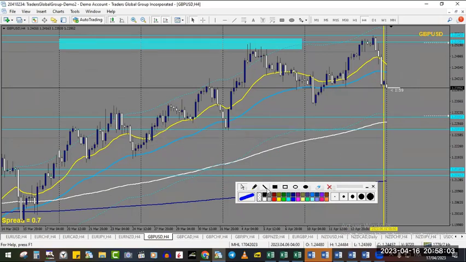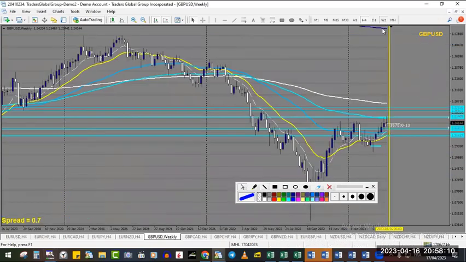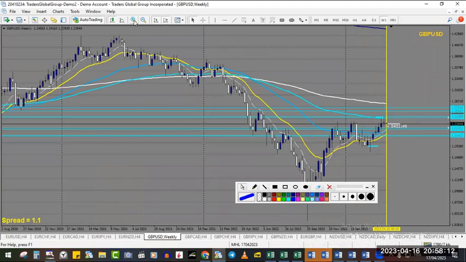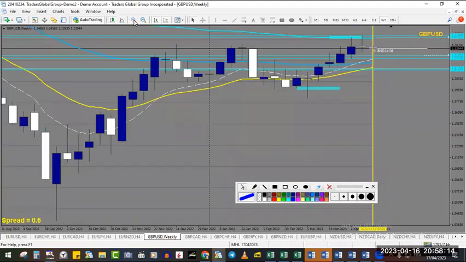GBP USD. So I was expecting this high to be taken out, taking the liquidity and then fall. And that's exactly what happened. Why was I expecting that? Because on the weekly, there is a 100 EMA there.